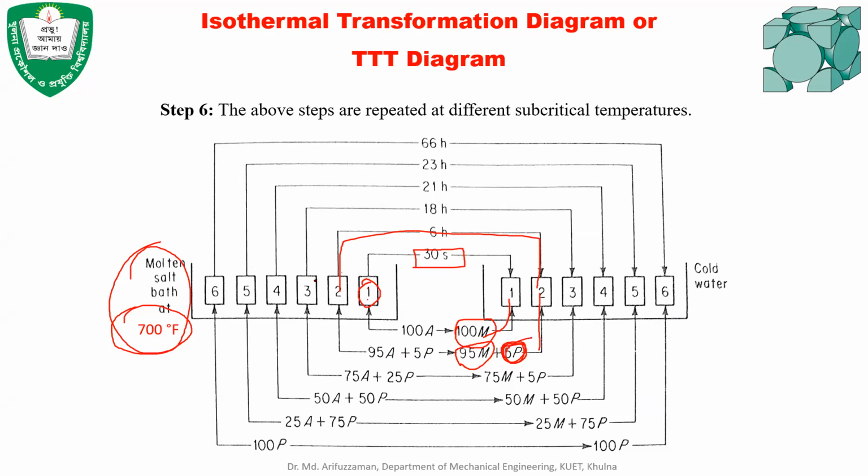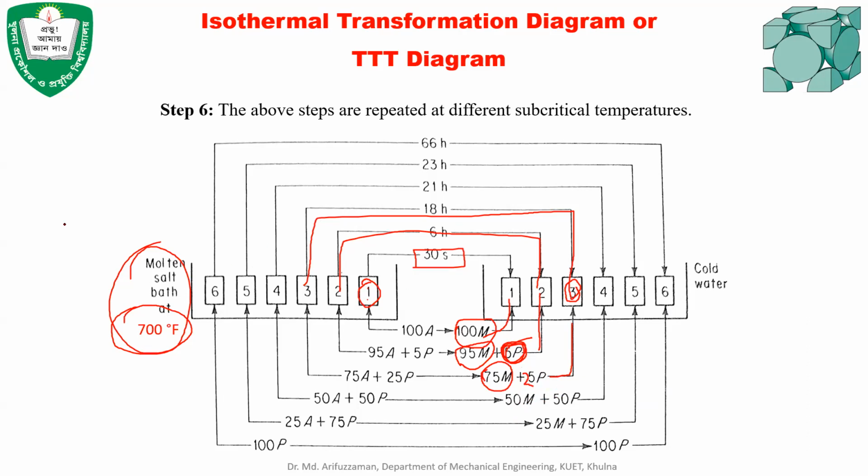And in the same way, after 18 hours of keeping in the molten bath, you take it out and quench it in the cold water, and after studying the microstructure, you see that there is 75% martensite and 25% perlite. That means after 18 hours, only 25% austenite has been transformed into perlite. Okay, so this is how you do the quantification, like how much perlite is transforming and how long it is taking to transform the product.